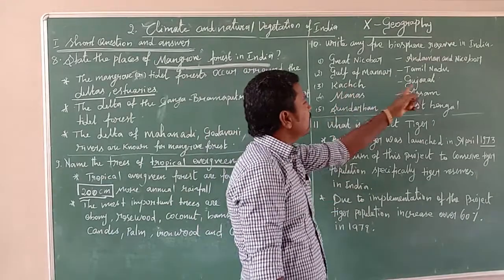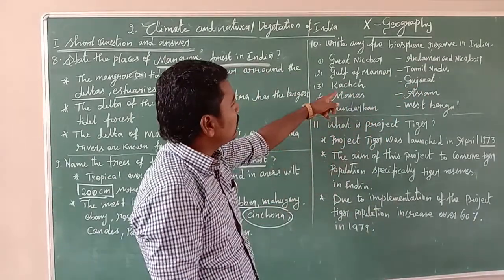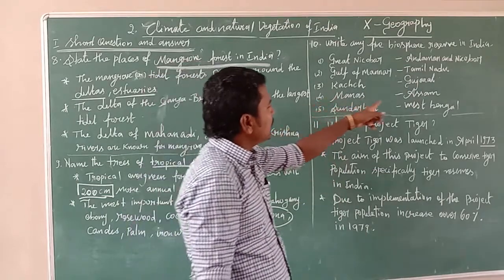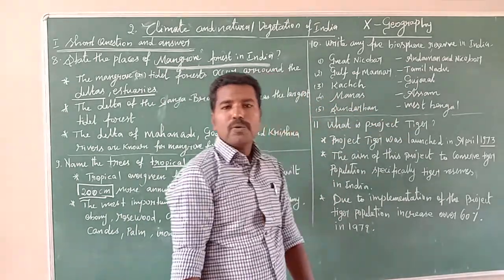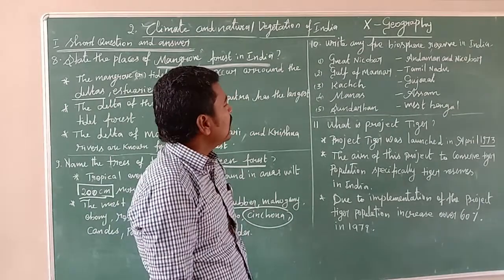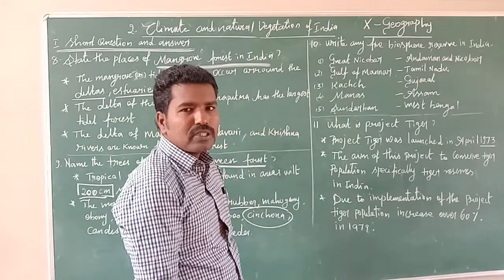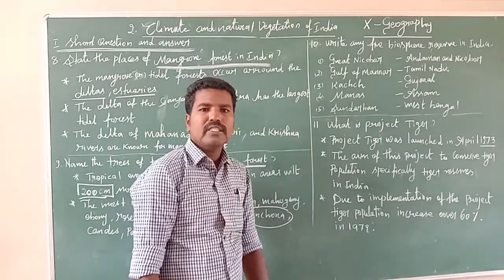marine biosphere reserve. It is situated between Tamil Nadu and Talaimannar in Sri Lanka. And Kutch, it is situated in Gujarat state. The Manas Biosphere Reserve is one of the very important biosphere reserves. It is situated in Assam state. Sundarban in West Bengal.